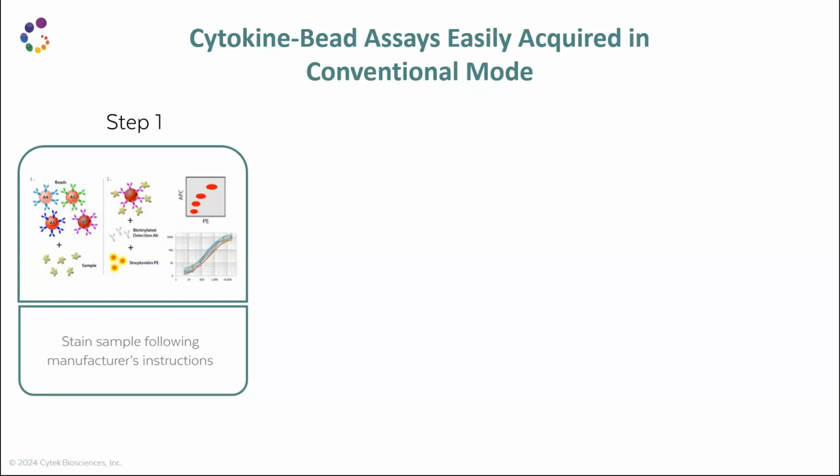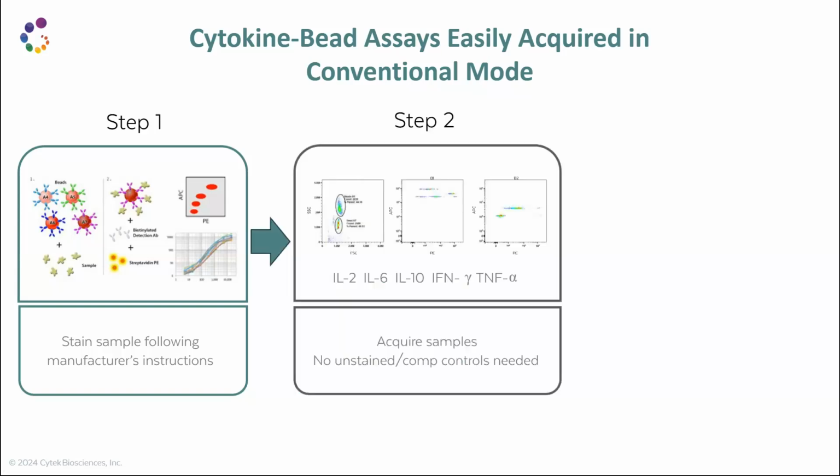So all you would need to do at this point is follow the instructions from the manufacturer on how to do the staining, and also the instructions from the manufacturer on how to use this assay in a conventional cytometer, because that's going to apply. So it's going to be easier to implement if someone is used to using a conventional cytometer before.